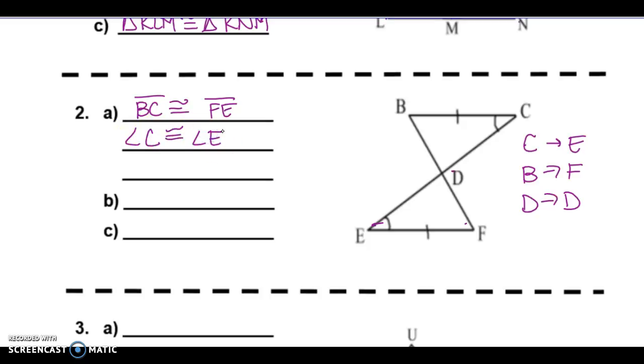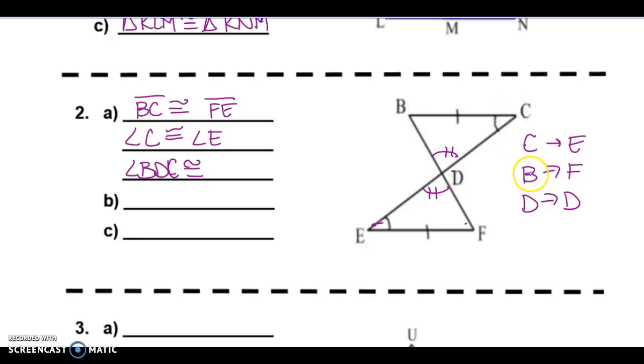Now, if I know my angle pairs, I know that these two are vertical angles, so they have to be congruent to one another. So now I have to name these two angles. So I'm going to start with this triangle up here. I can say angle BDC.